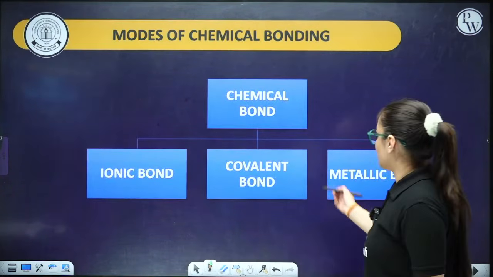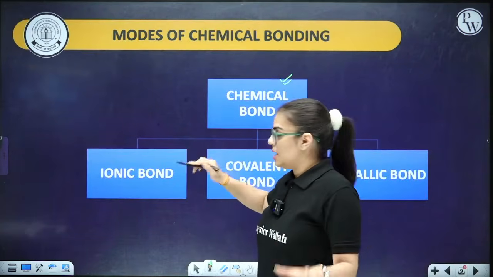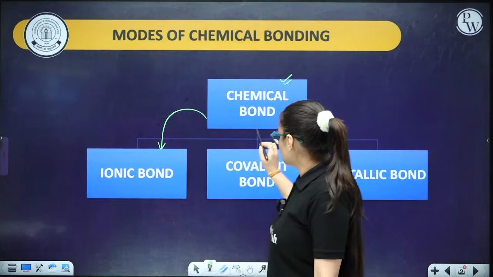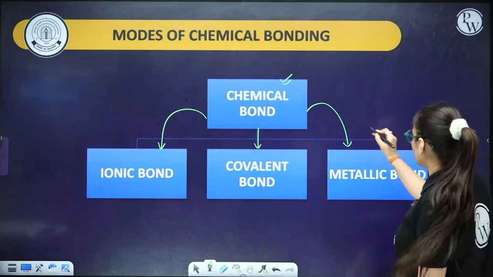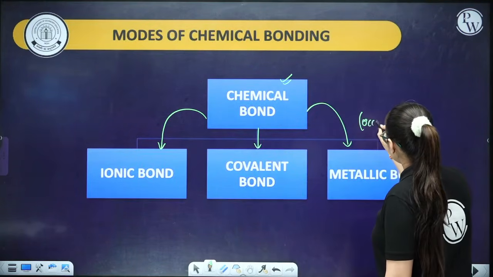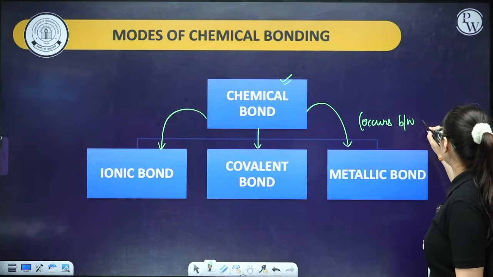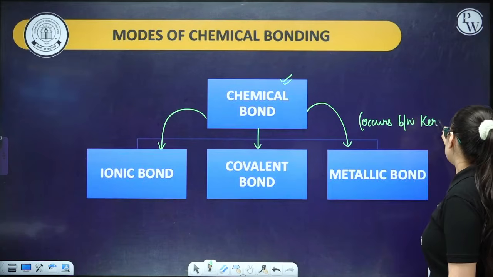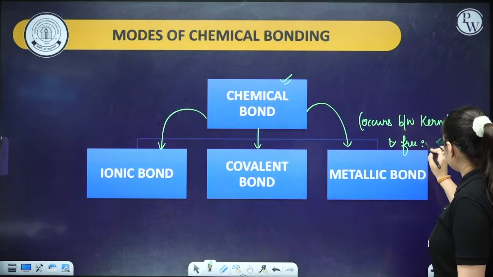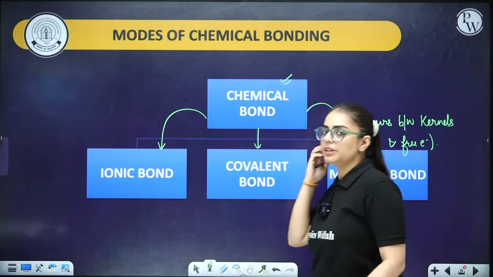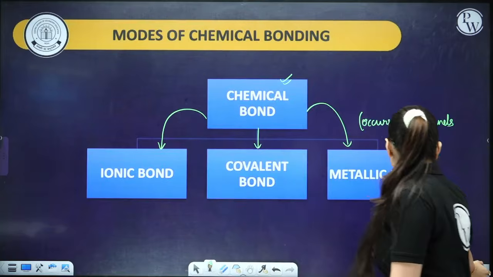Now, in short, the chemical bond is categorized, this is the classification, as ionic, covalent, and also metallic bonding. Metallic bonding, let me tell you, occurs between kernels and free electrons. We will understand this in depth in the upcoming classes, but you should know it occurs between kernels and the free electrons.